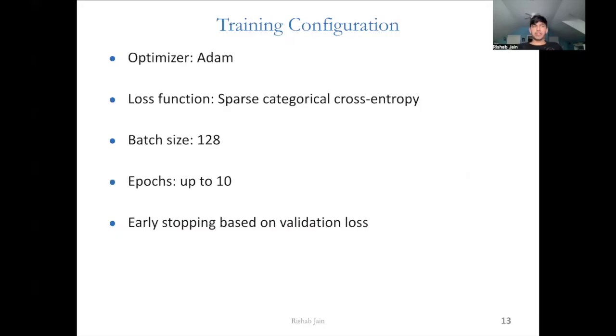For the training configuration, the model was implemented in TensorFlow and Keras and trained on Google Colab using GPU acceleration. I used the Adam optimizer with sparse categorical cross-entropy loss, a batch size of 128, and trained for up to 10 epochs. Early stopping based on validation loss was also used to prevent overfitting and preserve generalization.